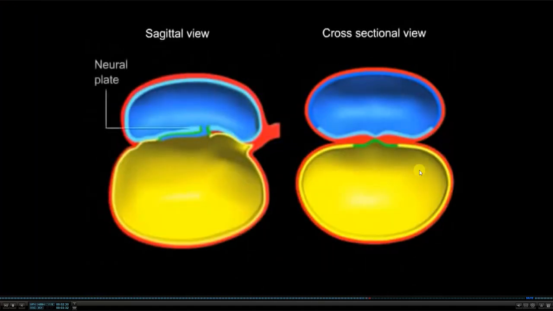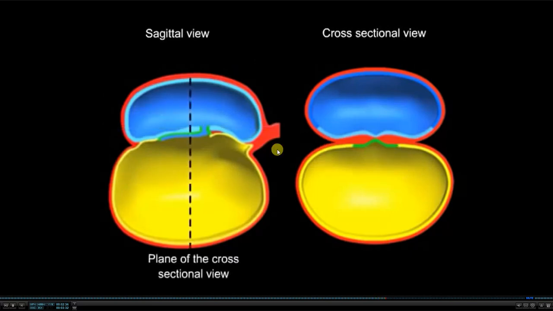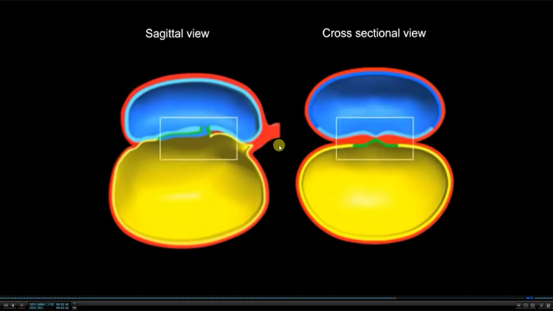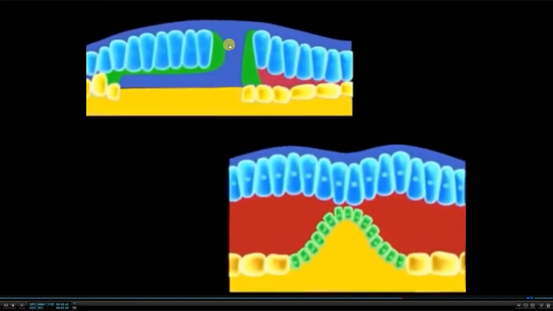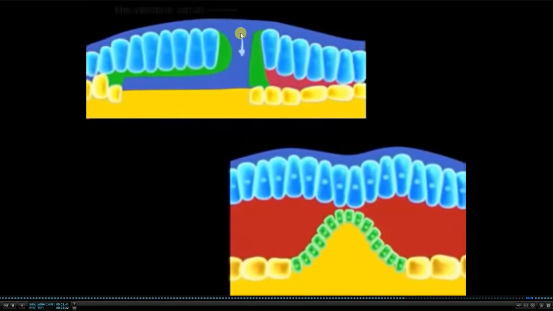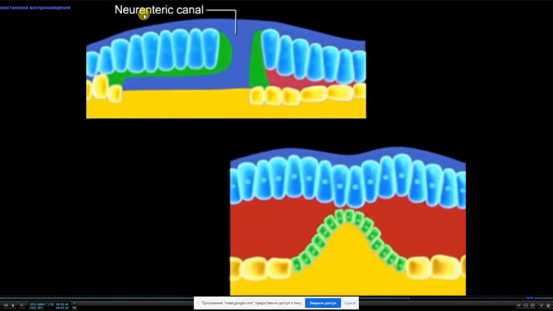This fusion of notochord with endoderm is present only 24 hours, and after this 24 hours it returns back to the notochord tube. But for this 24 hours we have this canal known as the neurenteric canal. So not neural canal, neurenteric canal. Neurenteric, from the words neuro and enterus, so brain, the nervous system, and digestive tract.